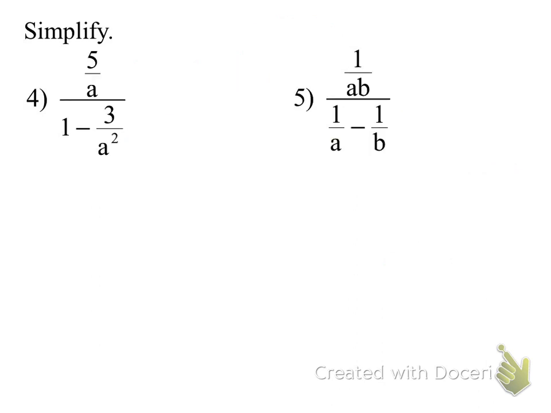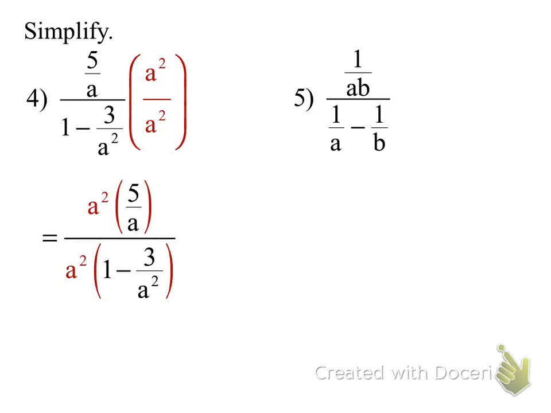All right, next one. What do you think my least common denominator is? A squared. So I'm multiplying everything by a squared. So when I distribute to the first one, what's left? A 5a, right? And when I distribute to the 1, what's left? Good. And then what's left when I distribute to the negative 3 over a squared? Minus 3. Is there any factoring I can do? No. So that's my answer.